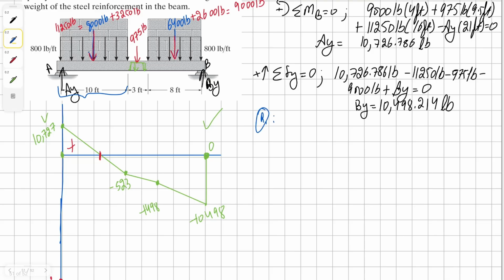So first of all, we need to determine our load equation for this area. So our load equation for this area is going to be, our region is negative 11,250. Now our shear is going to be simply the integral of the load, 11,250x, plus the constant. To find the constant, we know our shear is going to be 10,727 when x is 0, and we plug that constant into our shear. Now we want to find out where our shear is 0.